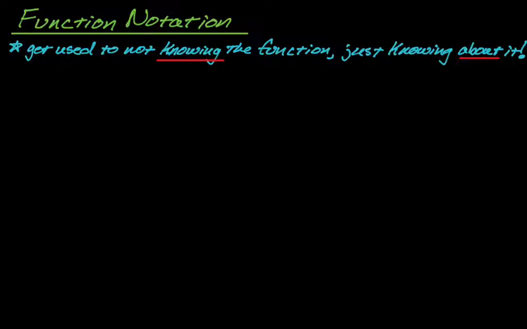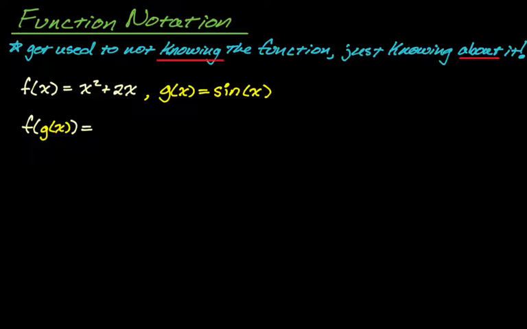My first example, we do know the functions just to make sure you know how to do these things. So f of x is x squared plus 2x. g of x is sine of x. All right, so if you are asked to find f of g of x, that means replace every x in f with whatever g of x is. So that would give us the quantity sine of x squared plus 2 times sine of x. That's all we're doing there.